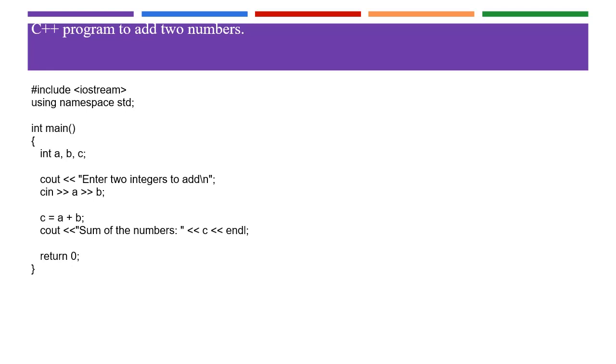Now cin is used to take data from the console. So I have written here cin a and b, and the values are entered from the console. Now I have to perform the addition of two numbers. Just by using the plus operator, I can perform the addition and store the result in another variable, called the c variable, and print that sum with the help of the cout statement.